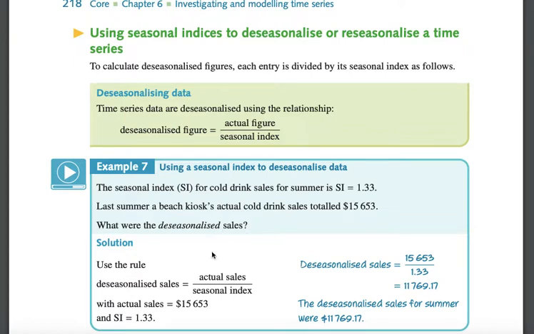To deseasonalize it, remember we use the actual sale, which is that amount, and then we divide it by the seasonal index, which is this amount. So to make it more relevant for the whole year, we divide it by that larger number, which makes it 11,769.17. So that's how we deseasonalize.